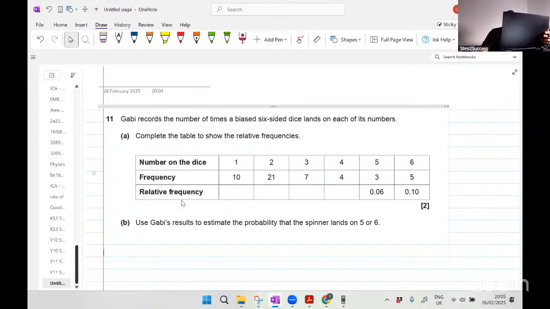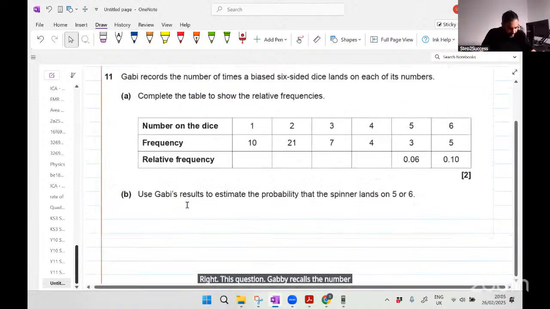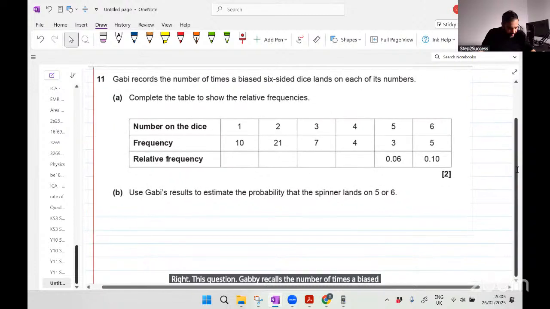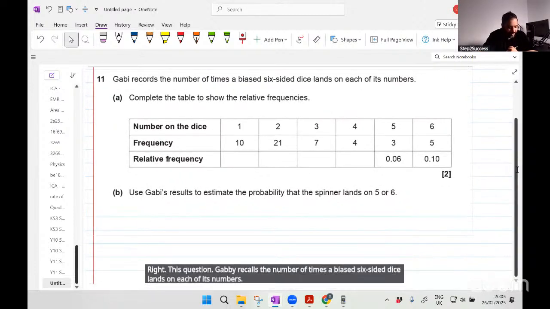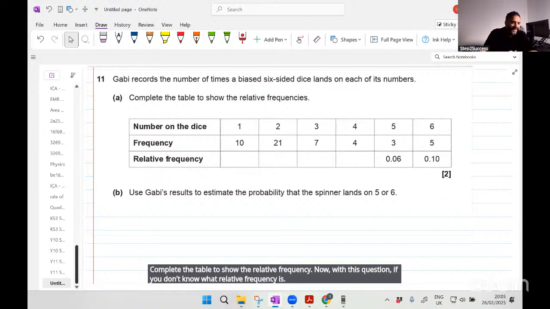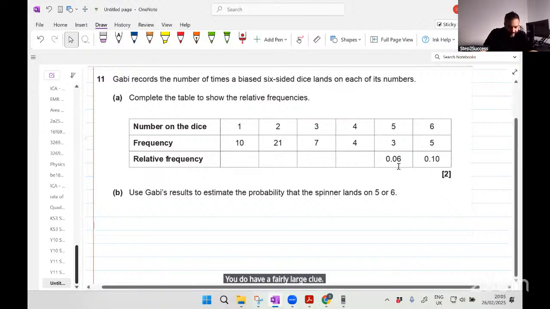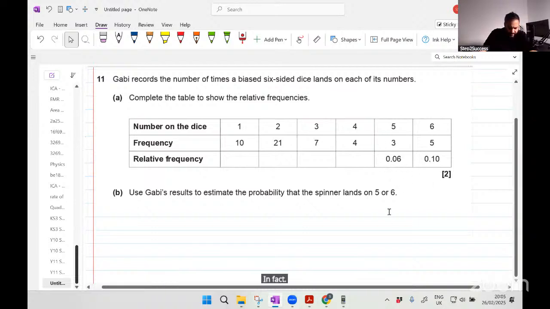Right, this question. Gabby records the number of times a biased six-sided dice lands on each of its numbers. Complete the table to show the relative frequency. Now, with this question, if you don't know what relative frequency is, you do have a fairly large clue, which is how they have worked out these numbers here. In fact, no, you don't. Never mind.